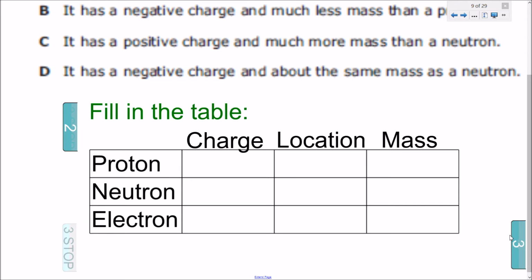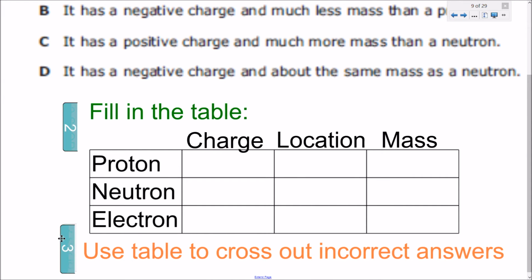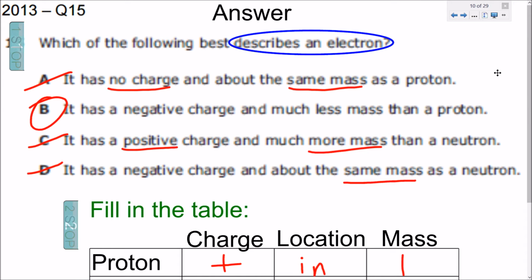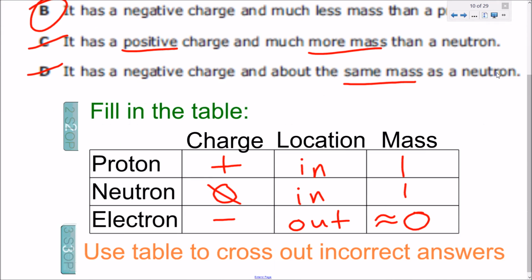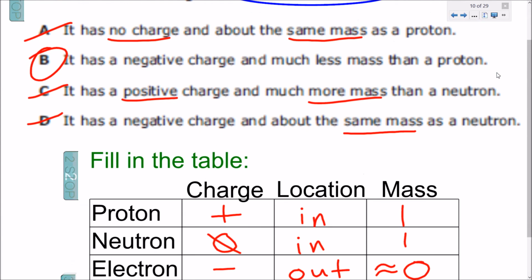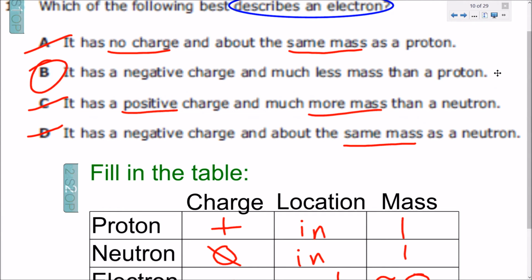And step number 3, they will use the information they wrote in the table to cross out incorrect answers. And the final result would look something like this on the student's paper. Table is filled in, incorrect answer choices are eliminated, and the correct answer is identified.